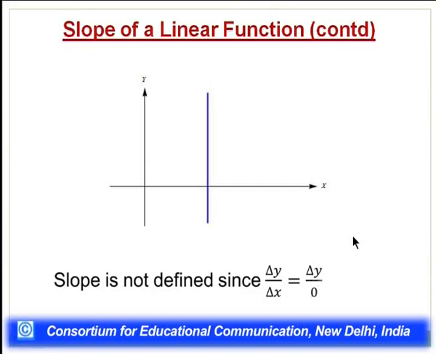Then the final case is the case where you have a vertical line. Now, for a vertical line, the slope is not going to be defined, because mathematically the slope is given by delta y upon delta x, and here we see that because there is no change in the x value, we are in this situation where we are dividing by 0, and we know that division by 0 is not defined. So, the slope of a vertical line is not defined.